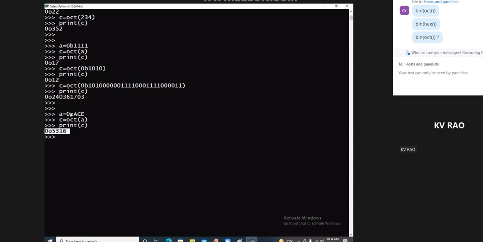Print of C. See, this is an octal number for this ACC, ACE. Anything you take. Here I'm writing 0x, something like DE. A is allowed, B is allowed, C is allowed, D is allowed, etc. Directly print the C value. You see this is converting. Yes, Venkatesh, I will convert it. DAD. You want to convert DAD? No problem. Print of C. Yes, you got it. 6655. DAD is valid.